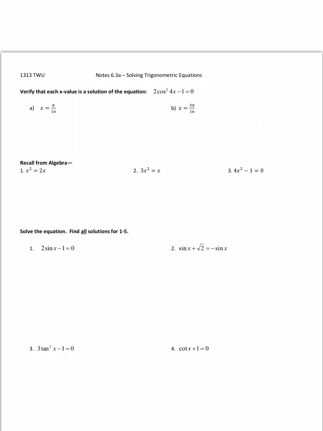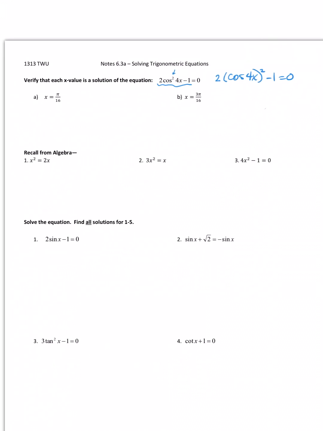In this lesson, we're going to talk about solving trigonometric equations. It says first, verify that each x value is a solution to this equation. So here's our equation, and I want you to notice the cosine squared here. This could also be written as 2 times the cosine of 4x squared minus 1 equals 0. Those are equivalent statements. So if you see the cosine squared, that really means the entire thing, the cosine of 4x, being squared.